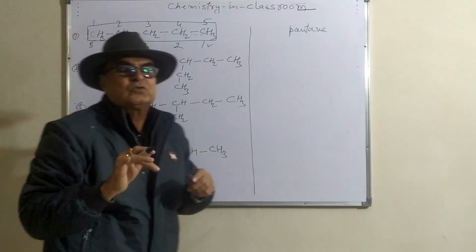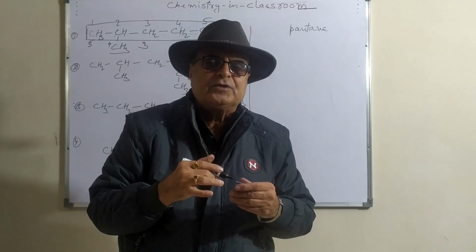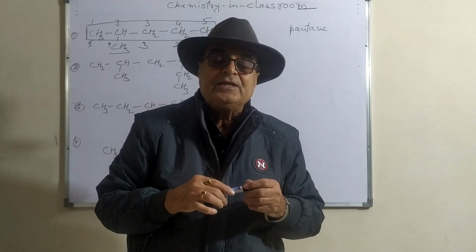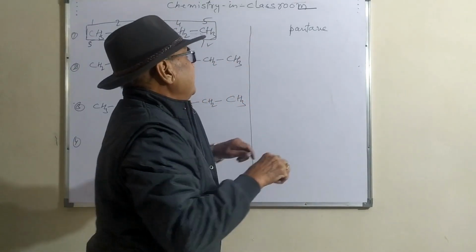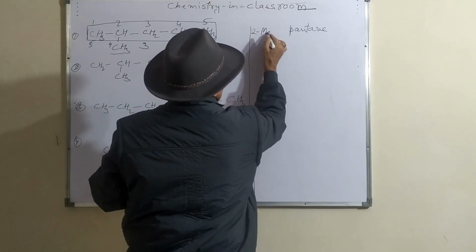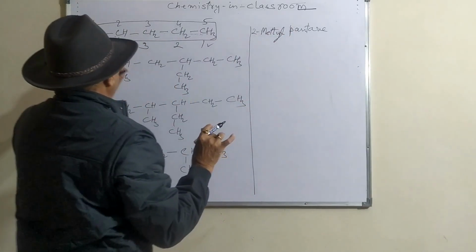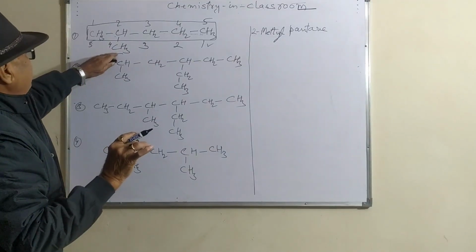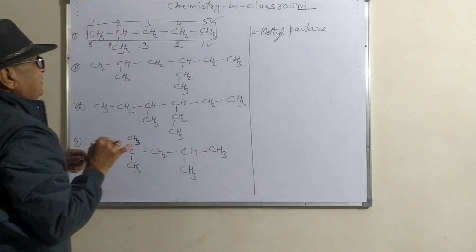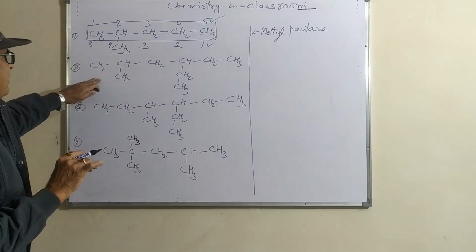So one thing you should know: the location of the substituent group must be at the least number. So here it will be 2-methyl. 2-methylpentane. The name of this compound will be 2-methylpentane, and this numbering will be correct.